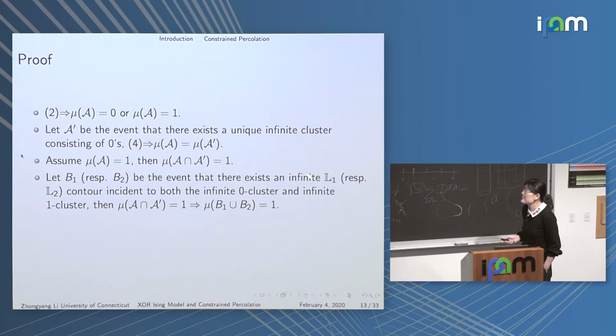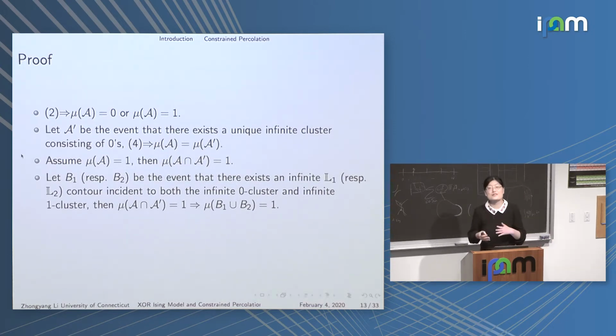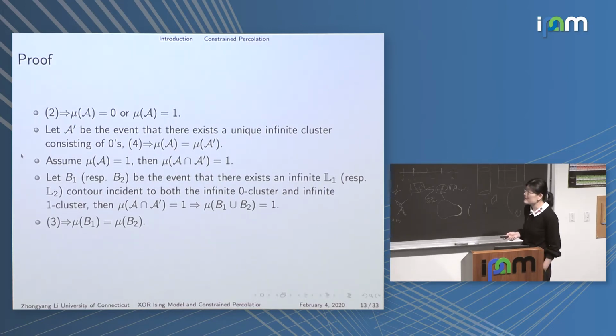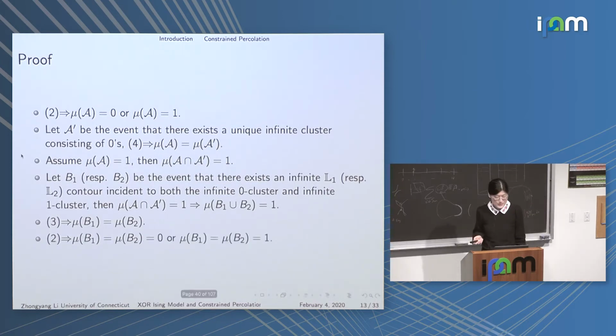So because we have two infinite clusters, we must have an infinite contour separating them. This infinite contour is either an infinite L1 contour or an infinite L2 contour. And mu B1 equals mu B2 by strong translation invariance, because if we have an L1 contour, we translate it by the group element (1, -1), and we translate that contour onto the dual graph. We obtain an infinite L2 contour. So mu B1 is equal to mu B2.